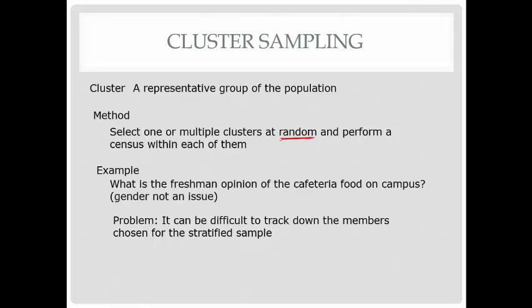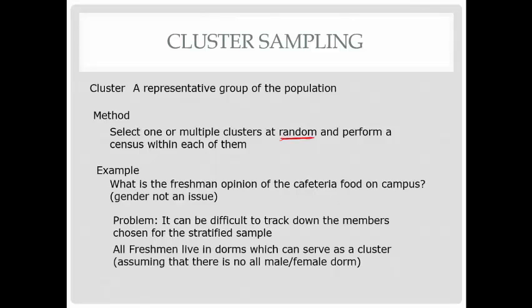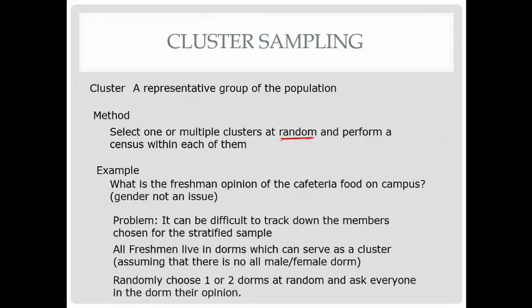It can be difficult to track down members chosen for maybe a stratified sample, right? We've numbered, maybe there's a college campus, there's thousands of people. Well, we're having trouble finding people. So what we might be able to do, the freshmen live in dorms, and there's probably a good mix of all these different types of freshmen within each dorm. And again, this example is assuming there's no all male or all female dorm. But what this allows us to do, if we go into the dorm, we randomly select a dorm or two, and then we'd have to ask everyone in the dorm their opinion. And it might be a little bit easier to talk to people in their dorms because eventually somebody's got to come back.